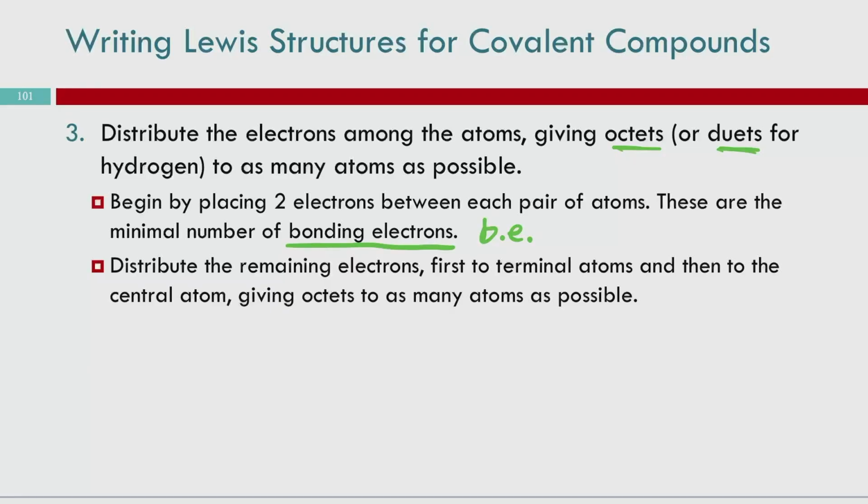Then we distribute the remaining electrons. Remaining electrons is RE. And the general principle is that we add electrons from the outside in.